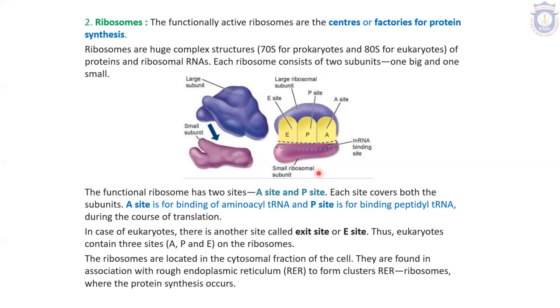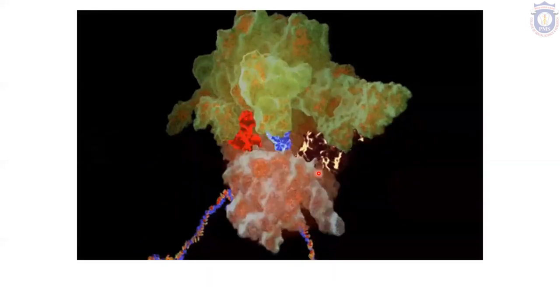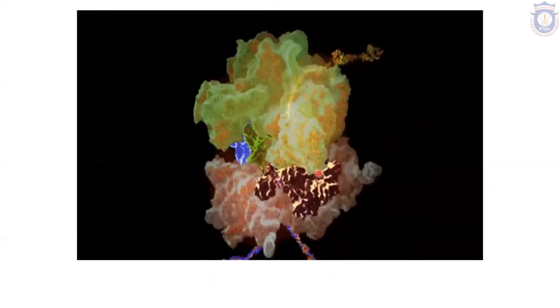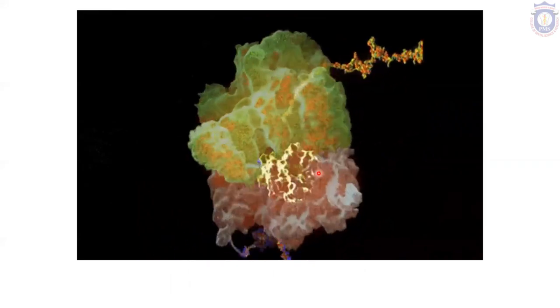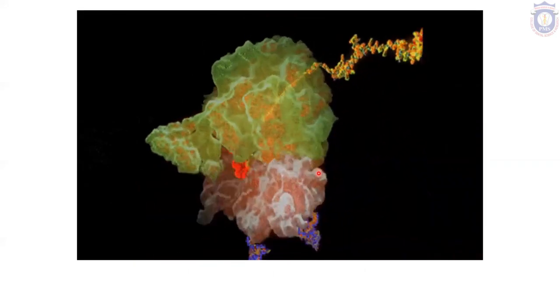The ribosomes are located in the cytosolic fraction of the cell. They are found in association with the rough endoplasmic reticulum to form clusters, where the protein synthesis occurs. This is the ribosome, larger subunit and smaller subunit.